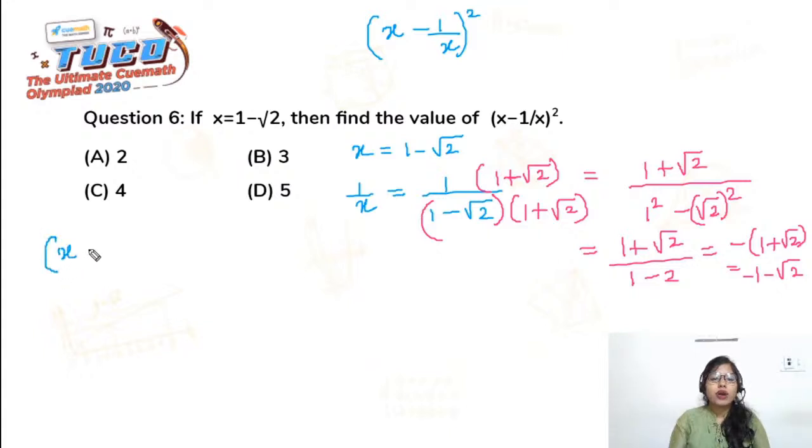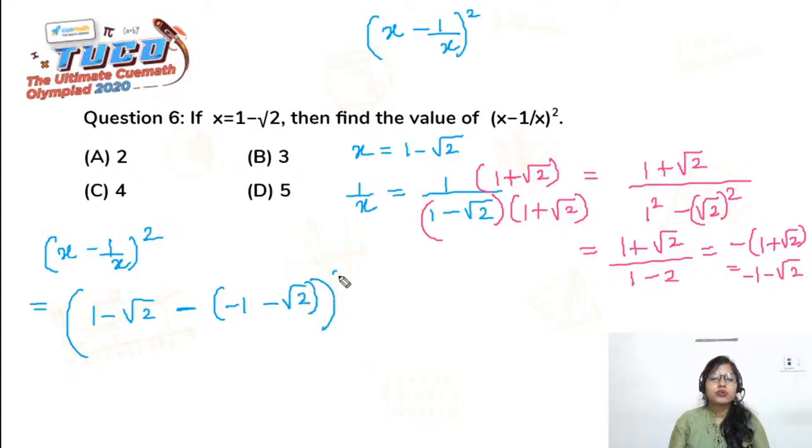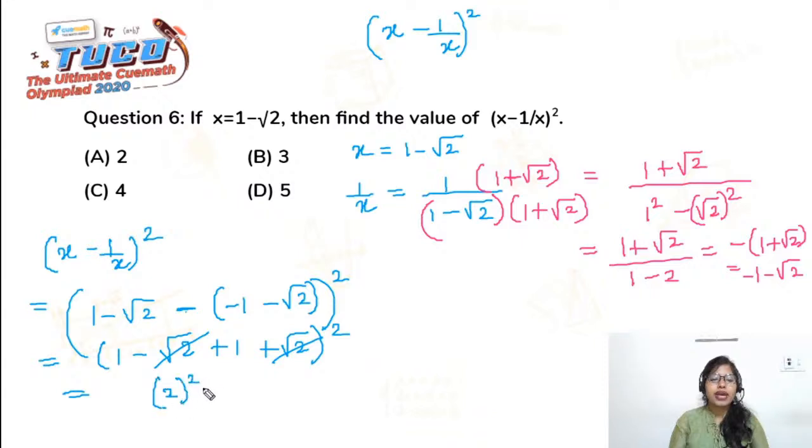So x minus 1 over x the whole square. We know that the value of x is 1 minus root 2 and the value of 1 over x is minus 1 minus root 2, the whole square. And from here I could say this is 1 minus root 2, minus and minus gets converted to plus, plus 1 plus root 2 the whole square. And you could cancel out the minus root 2 and plus root 2. So we have 1 plus 1, which is 2, the whole square, and that's nothing but 4. So hence option C is the right answer, which is nothing but 4.